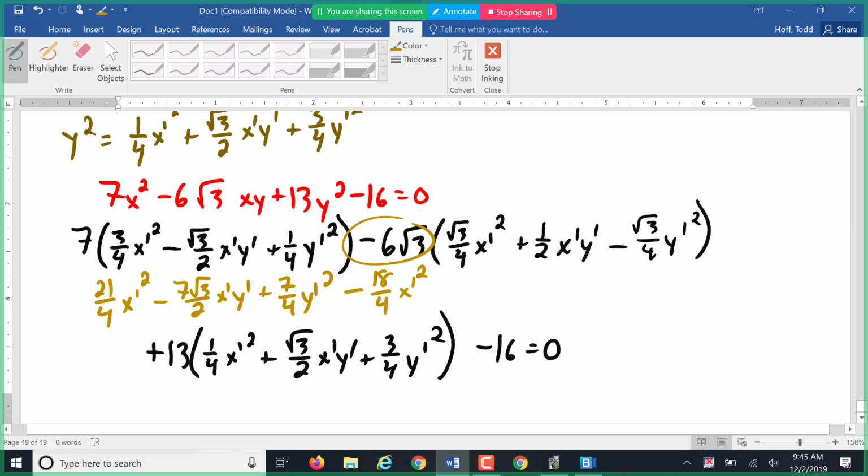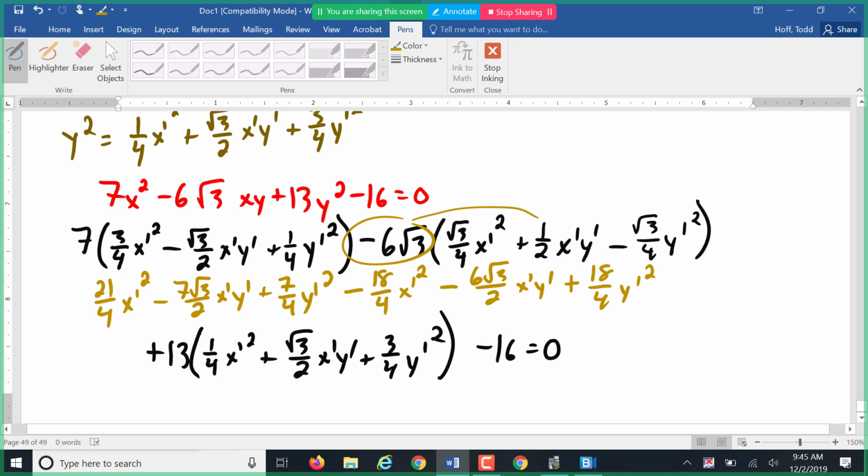So that is negative 18/4 x prime squared times the 1/2 there. That's going to be a negative, well, I'm just going to write it as a negative 6 root 3 over 2 for now, x prime y prime. And then minus negative 6 times the square root of 3 over 4, again, is a positive because that was a negative root 3 over 4. 18 over 4 y prime squared.